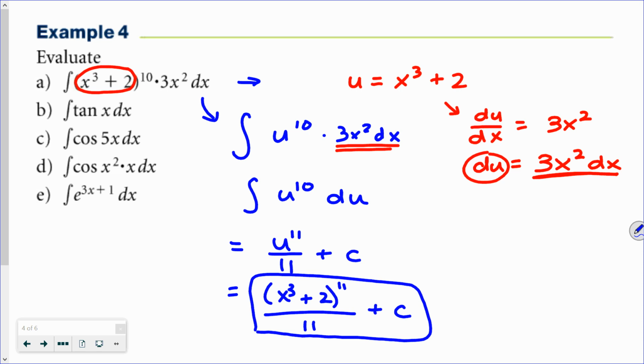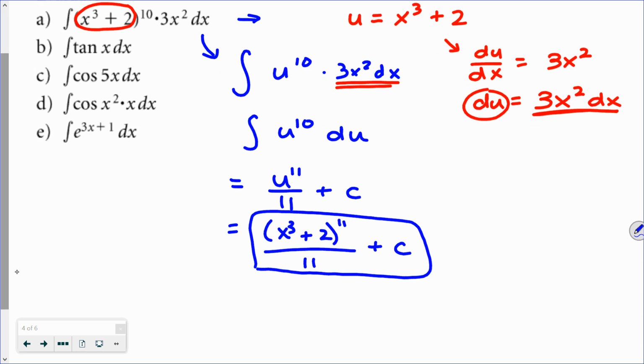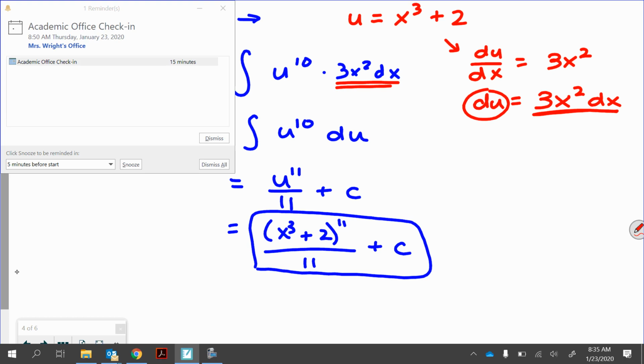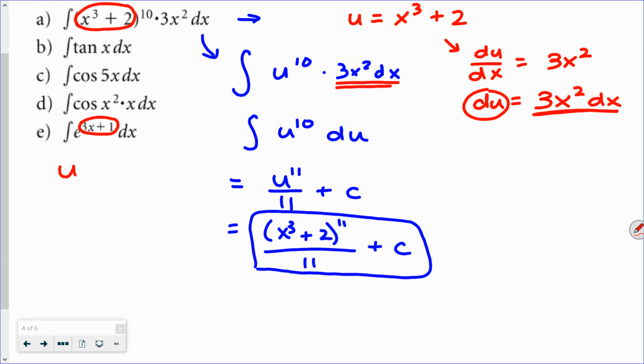Let's skip ahead to, how about e, where we've got an e function. Again, first step, you want to scan this and look for what you would consider the inner function. Here, that's going to be this 3x plus 1. We're going to define u to be 3x plus 1.